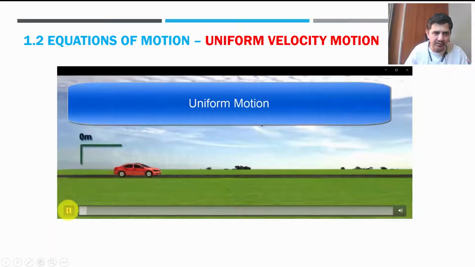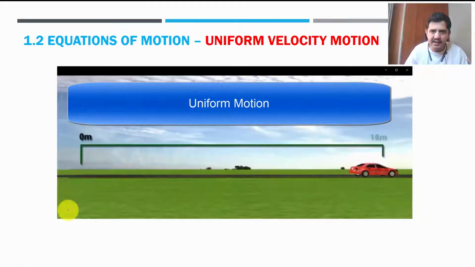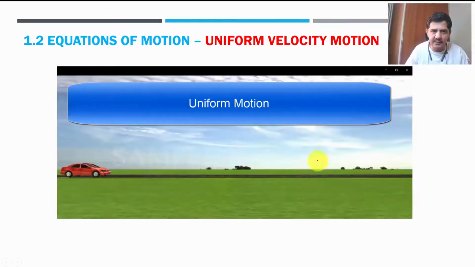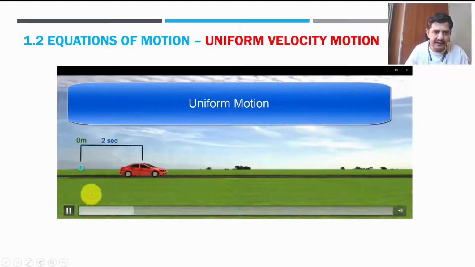Now, as the car moves, you see it has traveled a distance from 0 to 16 meters. That means the total distance moved was 16 meters. Then I will stop the simulation here for a moment. Initially, when the car started from point O and reached this point, the distance traveled was 16 meters and the time taken was 8 seconds. As a result, the velocity of the car was 16 meters divided by 8 seconds, which is 2 meters per second. This is what we had found out.